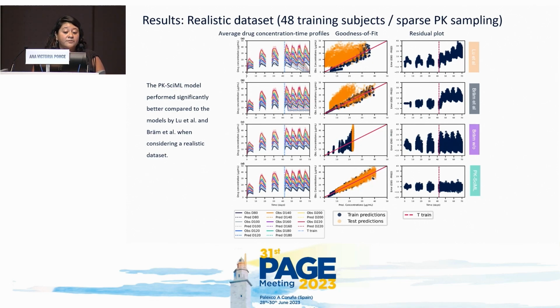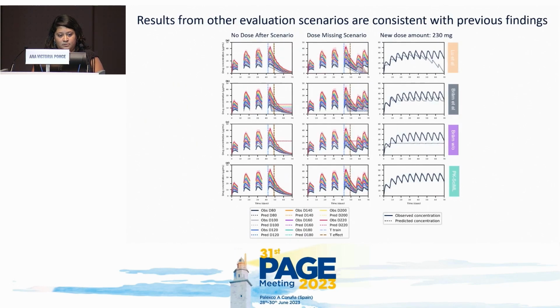In contrast, if we look at the PK-SIML model, we can see that even in this situation, when there is little data in the training data set, the model still performs well during the training and in the test period. Now, we have just seen the results for the extrapolation scenario, but if we look at all the other evaluated scenarios, we can see that the results are consistent with the previous findings.